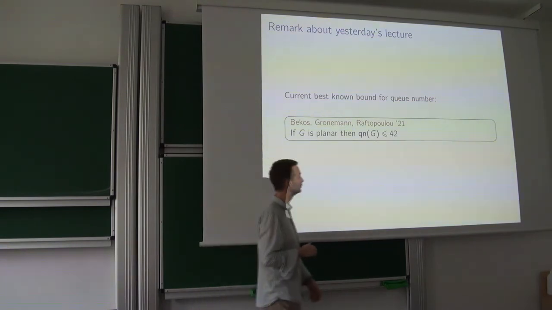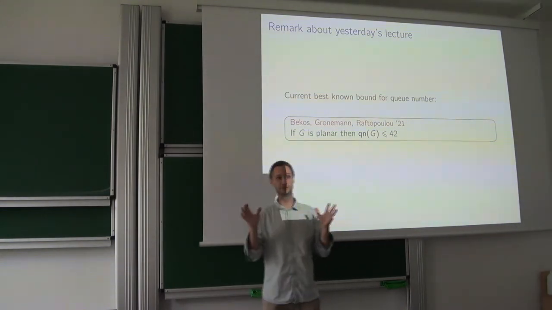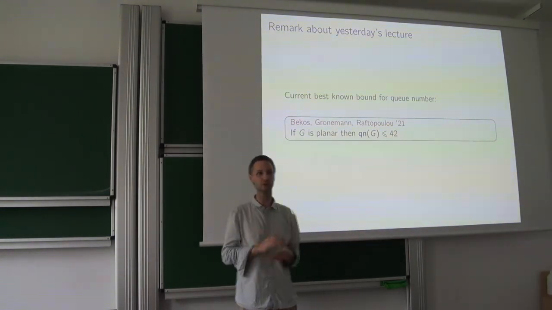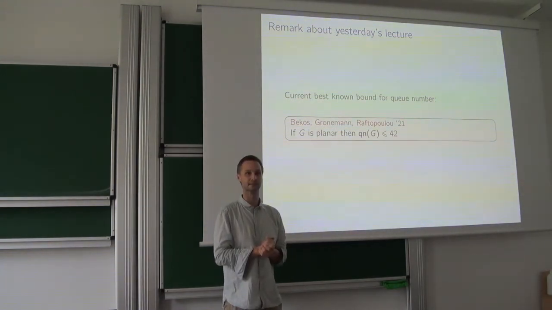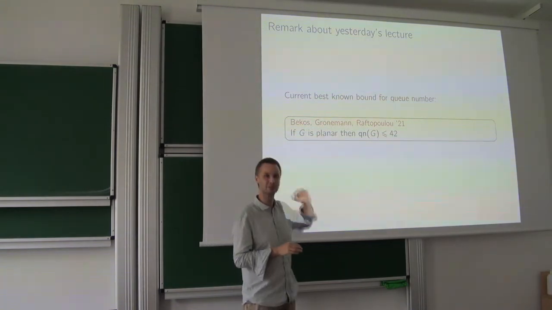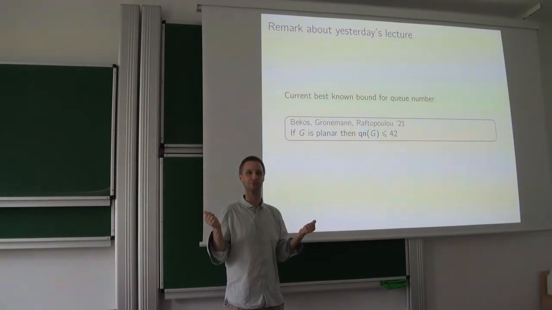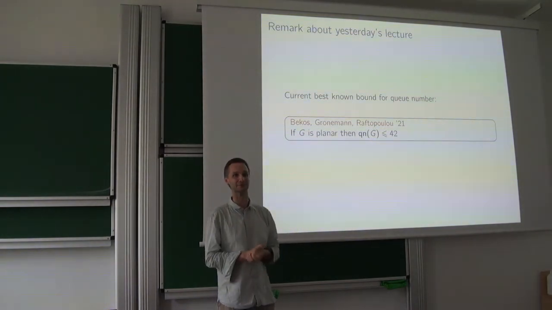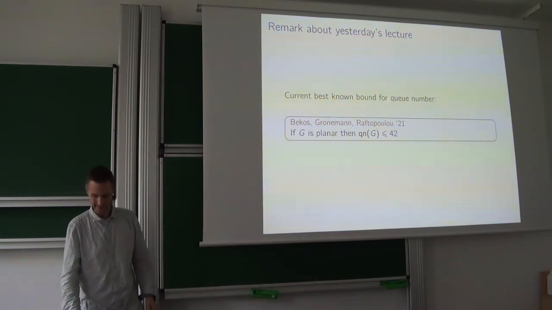And so they can shave off a bit the bound from 49 to 42. At the end of the paper, they even mentioned that they believe they can do 39, but then they wrote down 42. So that's the status of this problem so far. There is a published proof for 42, and the worst example we know has Q number 4. Right, so it's between 4 and 42. Okay, so that was a remark about yesterday's lecture.